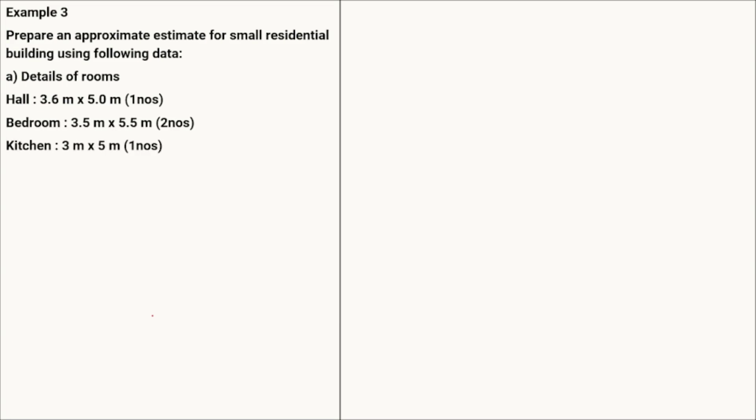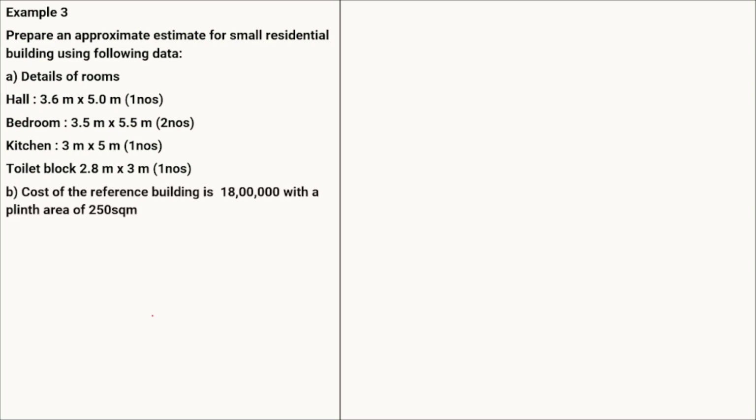Kitchen is 3 meter by 5 meter. Again the number of rooms is 1, and the toilet block is given as 2.8 meter by 3 meter. Again the number is 1. The cost of the reference building is given, as well as the plinth area of the reference building. So therefore we have to calculate the rate of construction here.